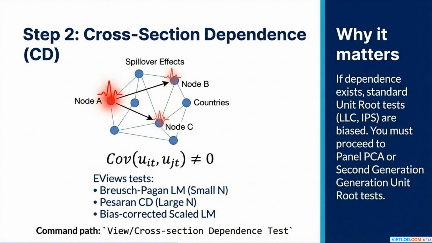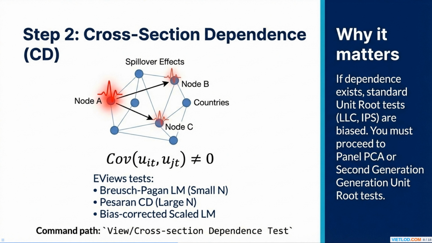Cross-section dependence, or CD, arises when the error terms of different units in your panel are correlated, meaning a shock to one unit can spill over and affect others. Mathematically, this implies that the covariance between the error terms of unit i and unit j at time t is not zero: Cov(u_it, u_jt) ≠ 0.